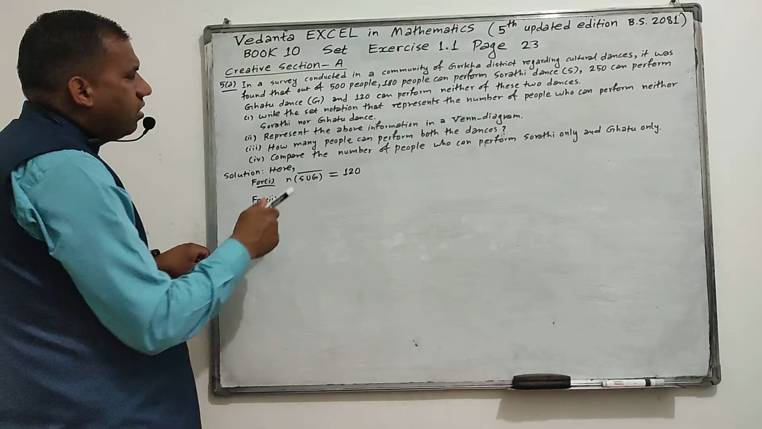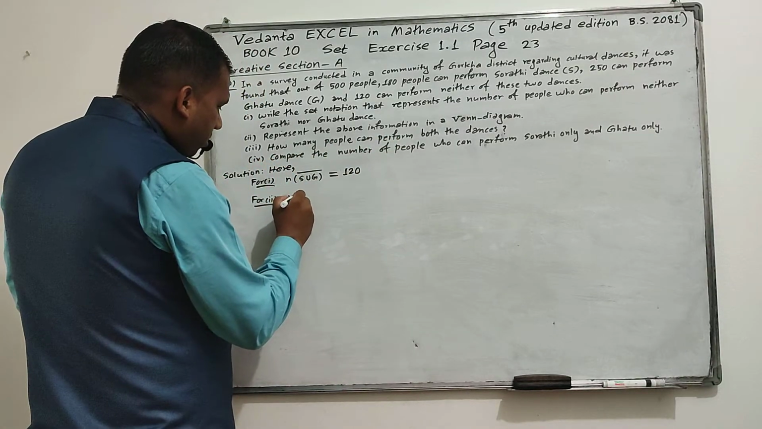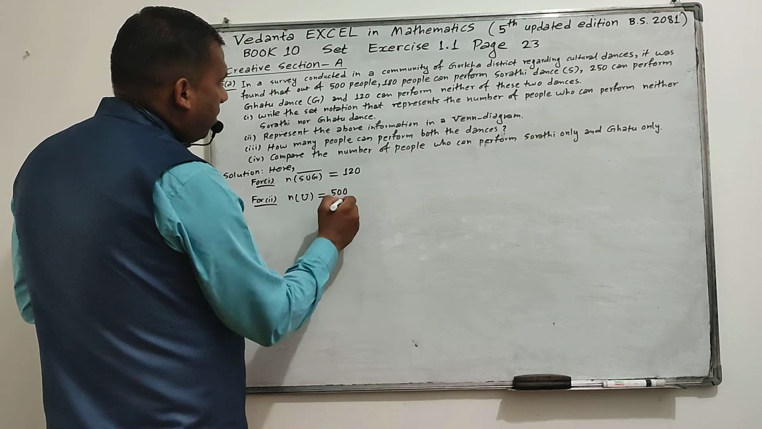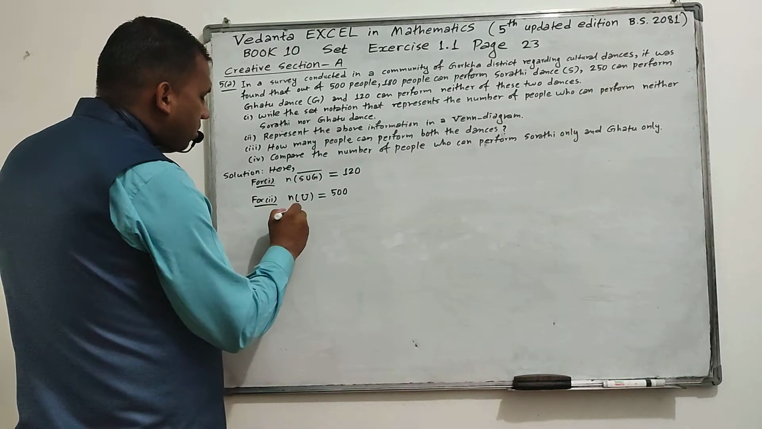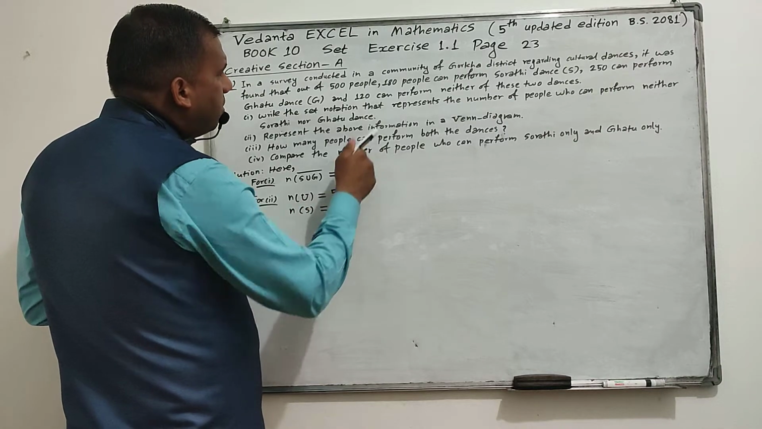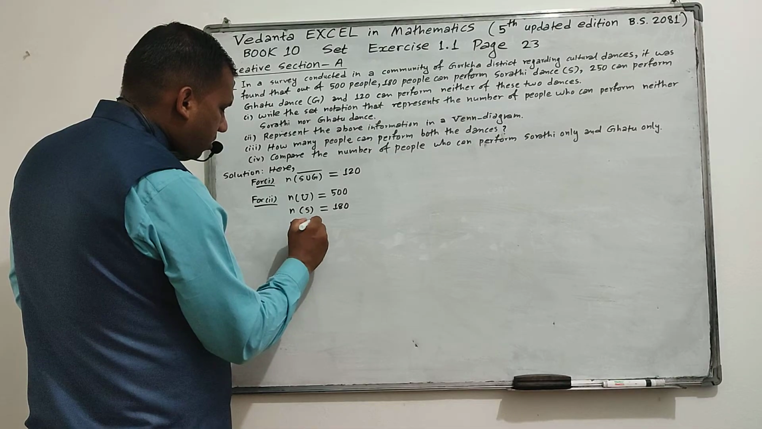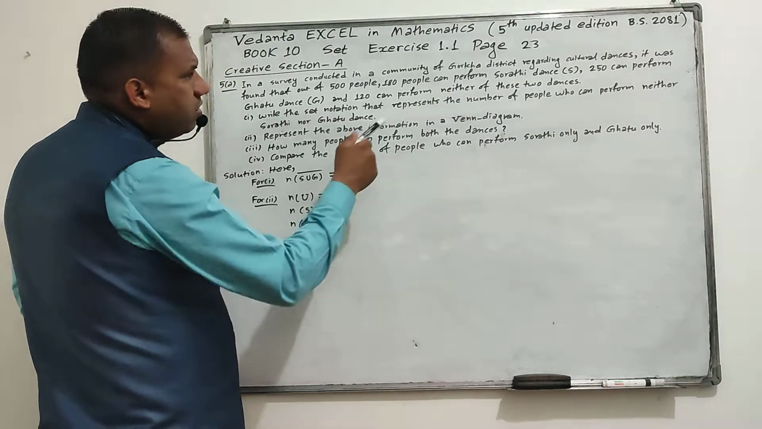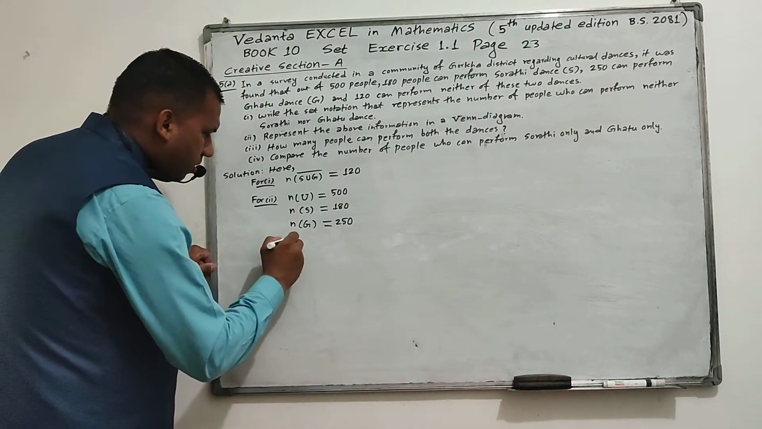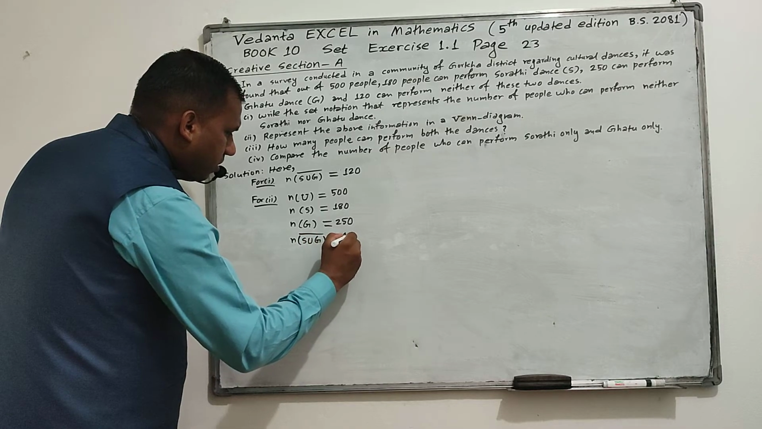Now for 2, represent the above information in a Venn diagram. Here, number of U is equal to 500. Then number of S, that is 180. Number of G is 250. Number of S union G whole complement, that is 120.